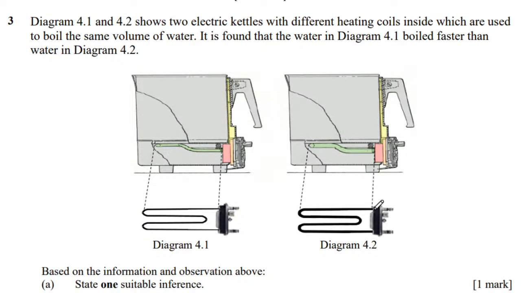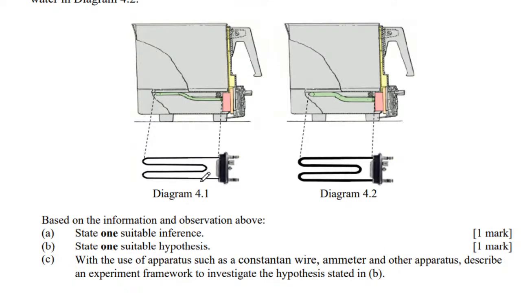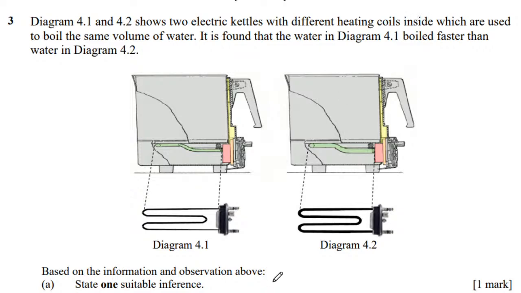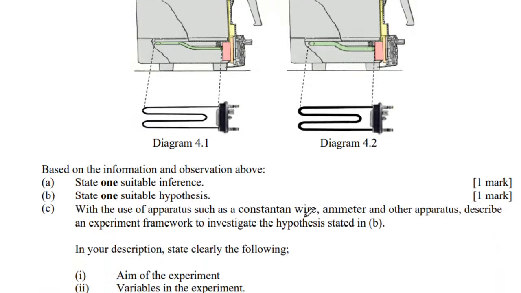Okay, look at this one. They give you 2 electric kettles with different heating coils inside, which are used to boil the same volume of water. It was found that the water in diagram 4.1 boils faster than the water in diagram 4.2. Okay, so here you can see they are focusing on the thickness of the coil, right? Thickness of the coil wire, kan? Then they give you constantan wire, ammeter.